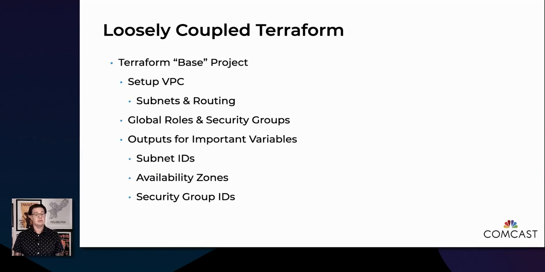So for our base project, we're going to set up our VPCs, our subnets and routing, our global security groups, and global roles. All of these things are going to be output into the Terraform state. We'll put out the subnet IDs, availability zones, and security group IDs so we can consume these in our other projects.